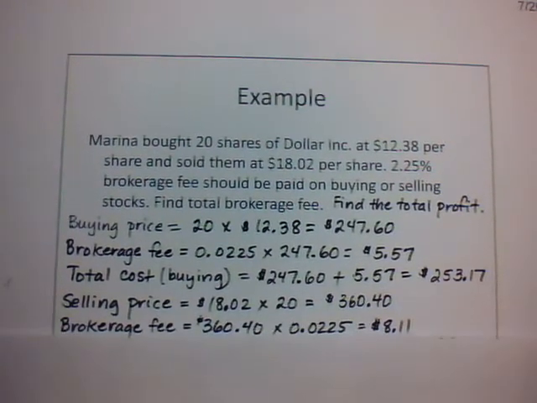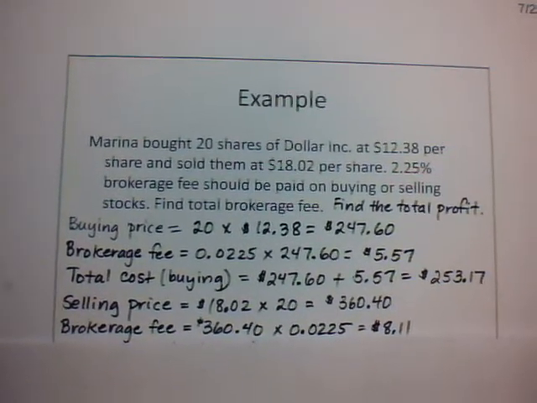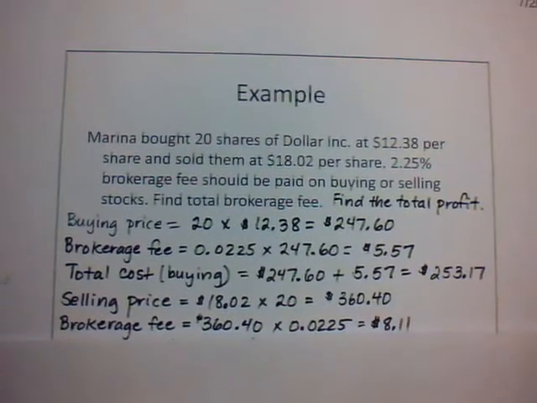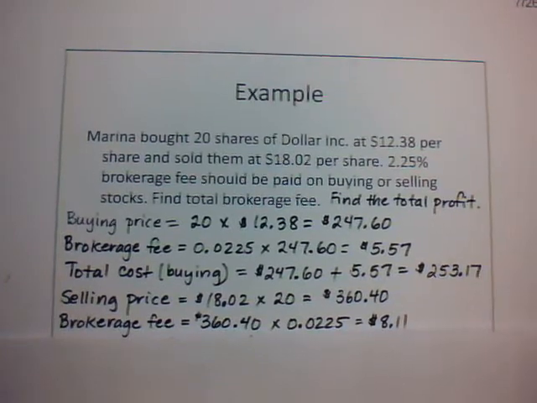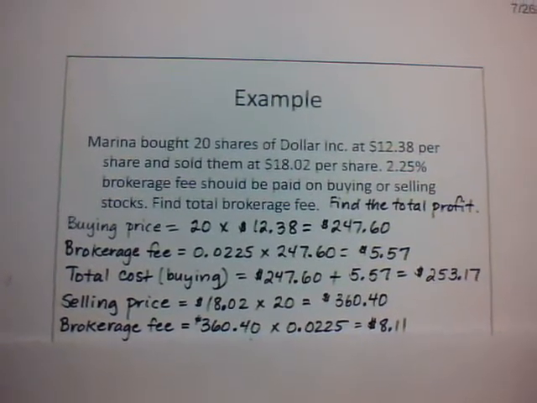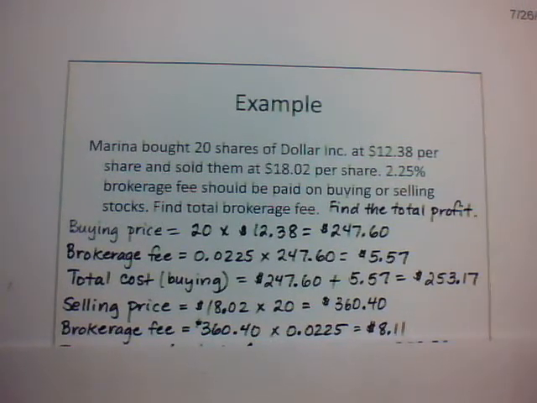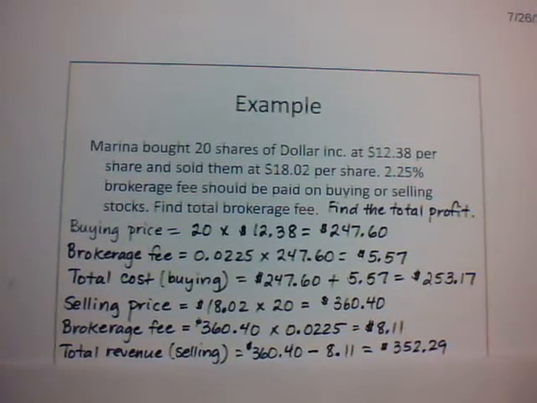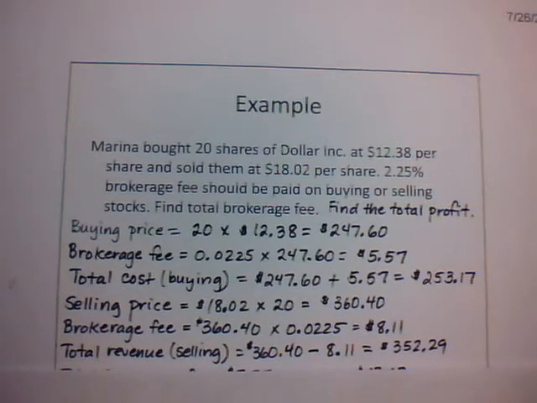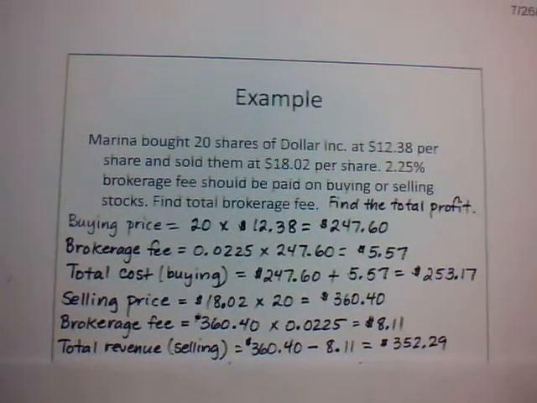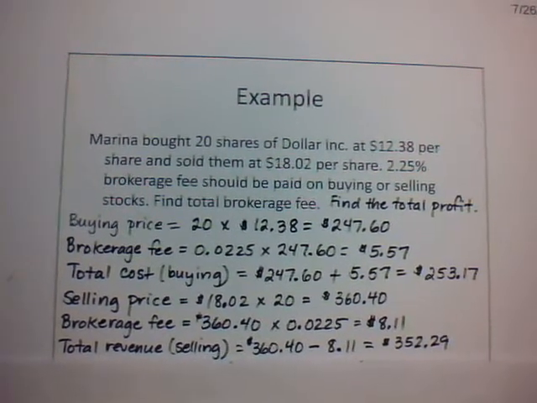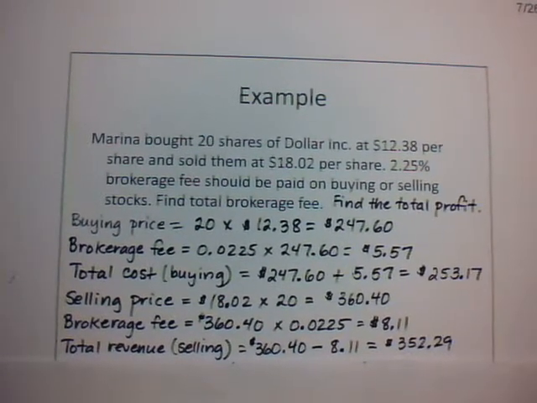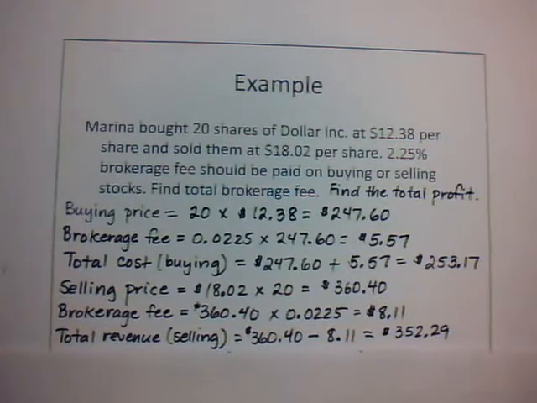But there's also a brokerage fee for selling those stocks. So we multiply 0.0225 by the $360.40 to get $8.11. That's the brokerage fee for selling those stocks. And for the total revenue, we'll have to subtract $8.11 from the $360.40, and she'll end up with a revenue of $352.29.